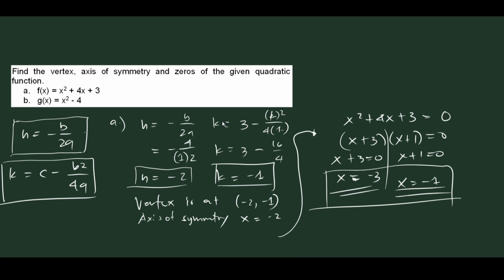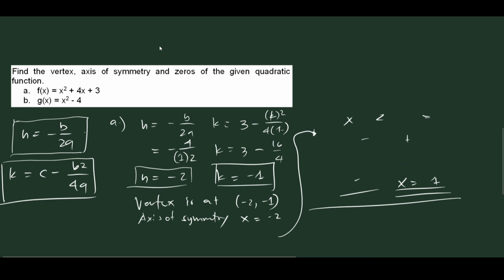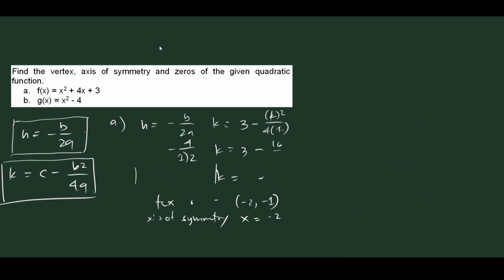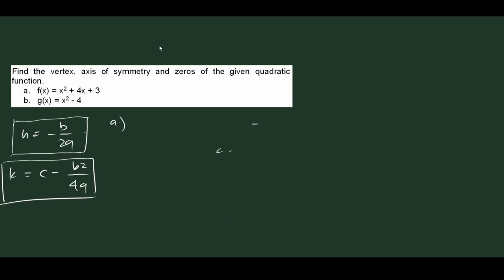So there is also another way to find the vertex. So let me show you that. There is also another way aside from that. If you don't want to memorize the formula, then you can use this. So we can use completing the square. Okay, so we have here f of x equal to x squared plus 4x plus 3, or let's just put y is equal to f of x. So we can do completing the square.